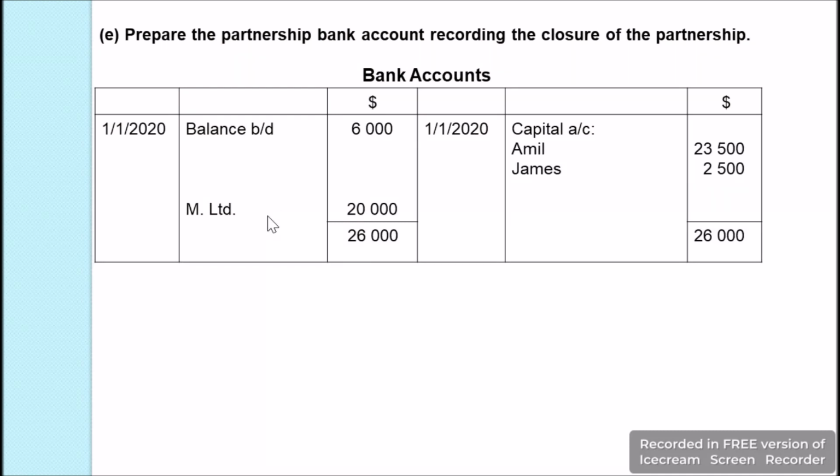And apart from that, M Limited has paid some money for the purchase consideration. They have paid $20,000, which was mentioned in the additional note, and as this is a receipt, it is debited as $20,000. Now on the credit side, this is the amount which is paid, so this is an outflow from the bank account, and the capital account which we have already calculated in part D, where we have debited that capital account. Now we will credit it to complete the double entry, and here we have Amil's value, which was mentioned there as 23,500, and James's value as 2,500. With this we close the bank account, and the total on both sides should be equal, so it is $26,000 here and $26,000 on the credit side.